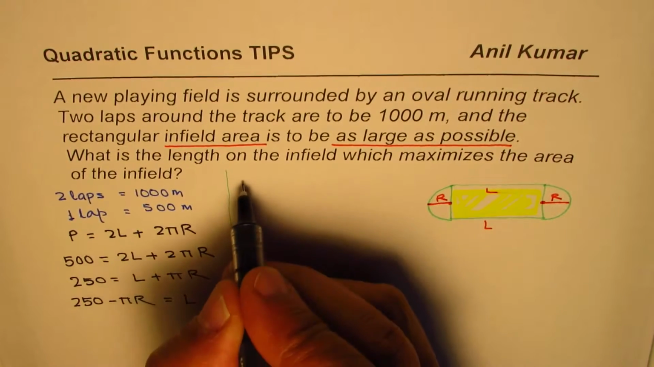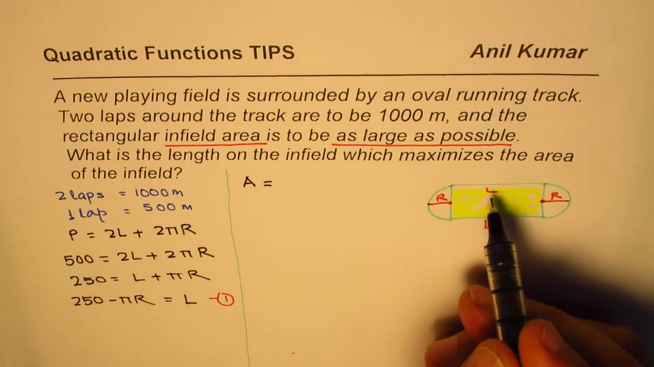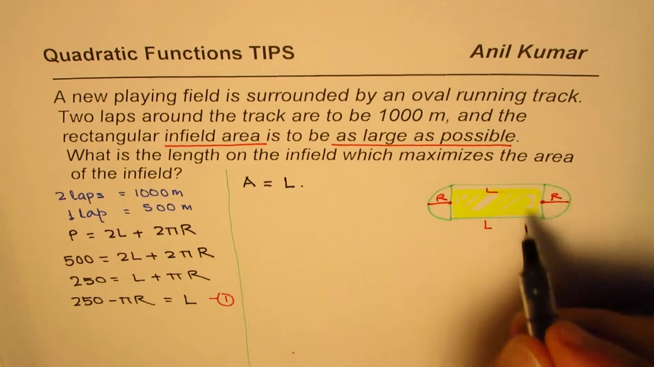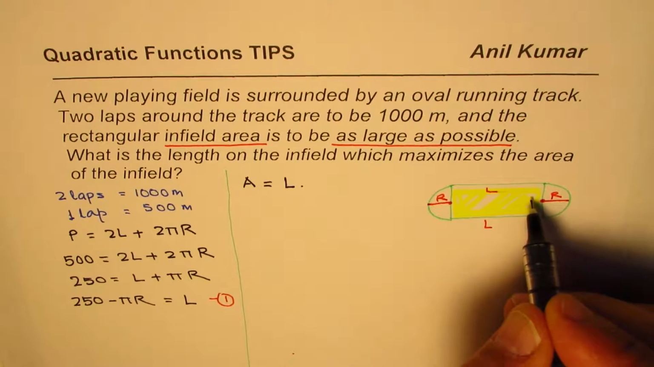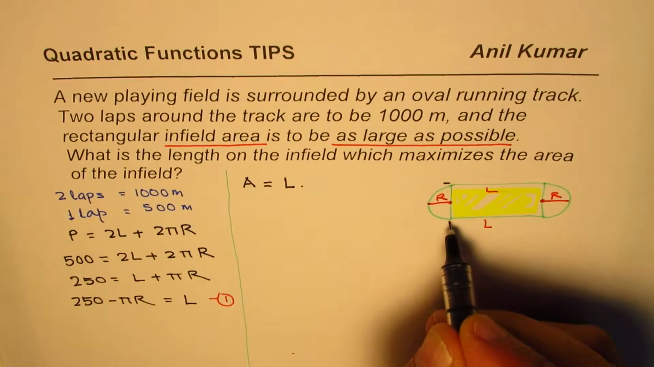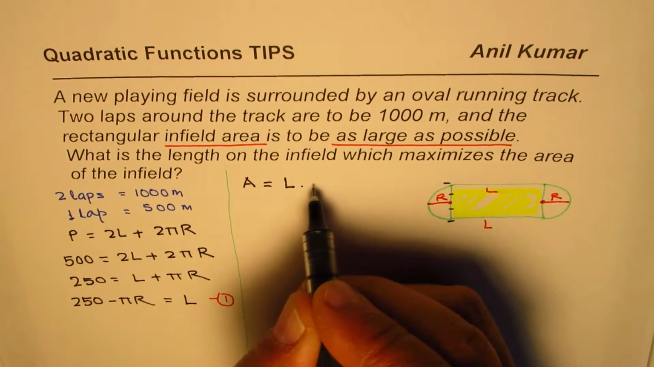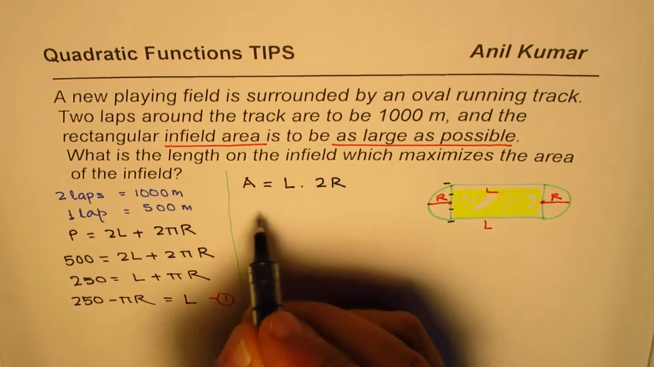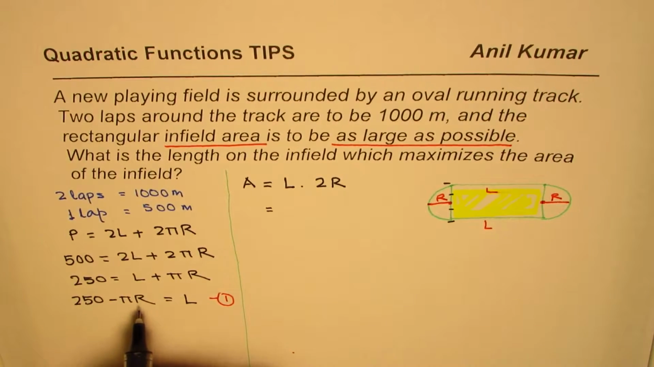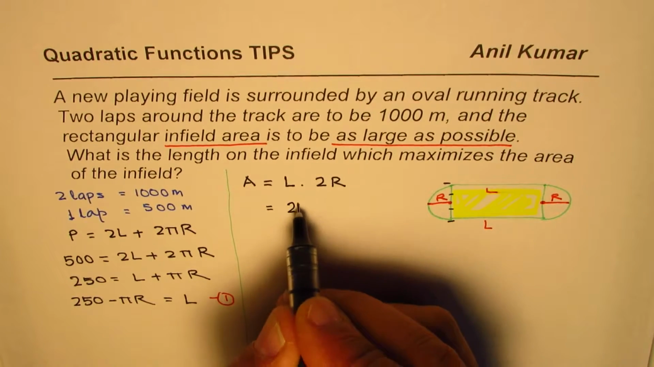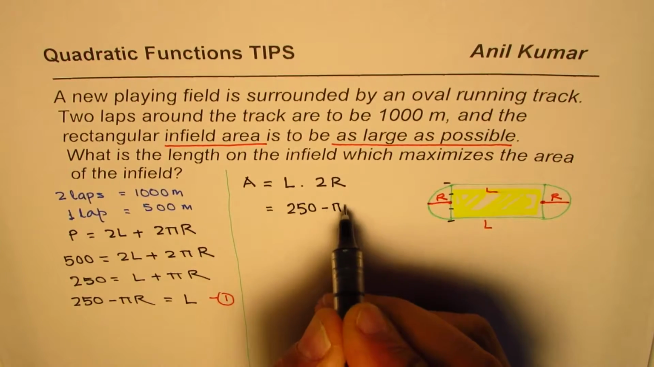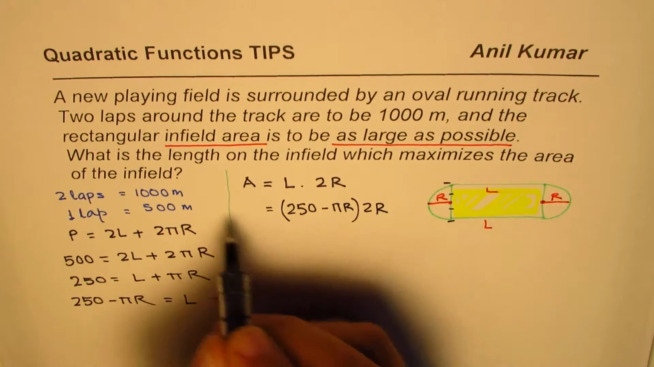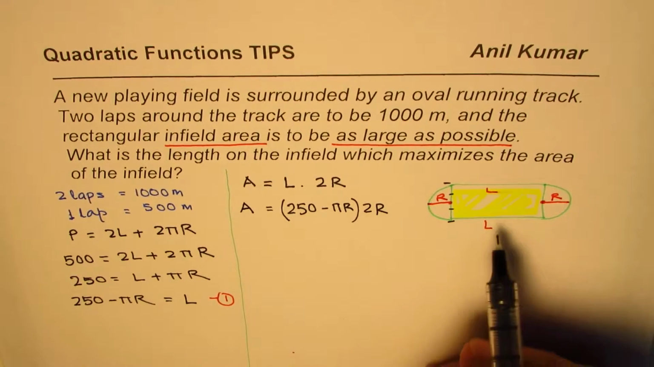So what is the area which we want to maximize? Let's write down the equation for that. The area which we want to maximize is this rectangular area, whose one side is L, the other side is 2R, right? So this is 2 times R. From here to here, R plus R, 2R, right? So the area is L times 2R. Now we know what L is. L is 250 minus pi r. So we'll substitute that here. We have 250 minus pi r, and we'll multiply that by 2R. So that is the area for the infield, right?